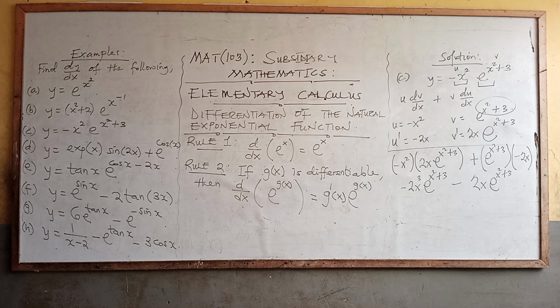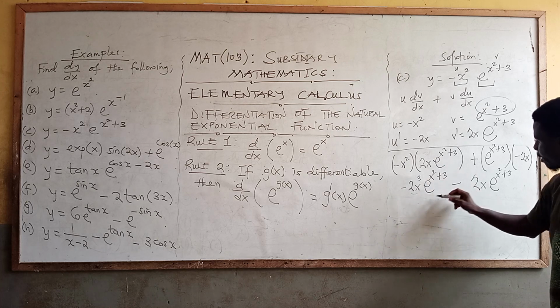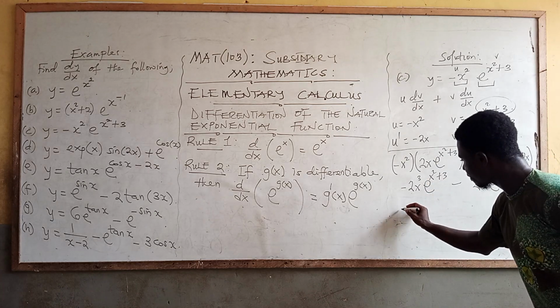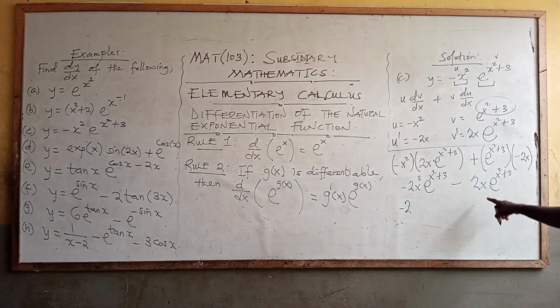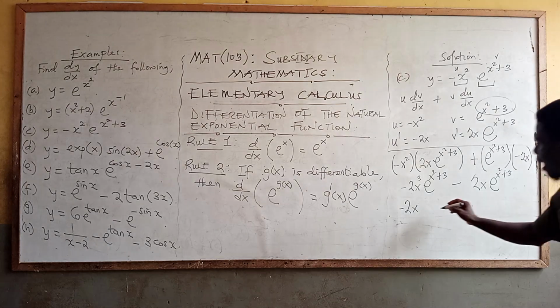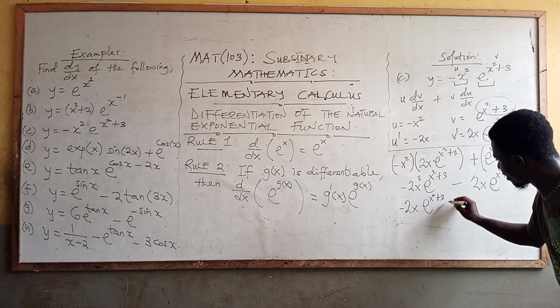So we have this. Very, very simple and very, very trivial. Alright. But still, you can do some simple factorization. If you want to factorize, you can factorize 2x out, and also you can factorize what? e to the power of x squared plus 3. Let's see. If you want to factorize negative 2, you can factorize negative 2x out. Then our e to the power x squared plus 3.